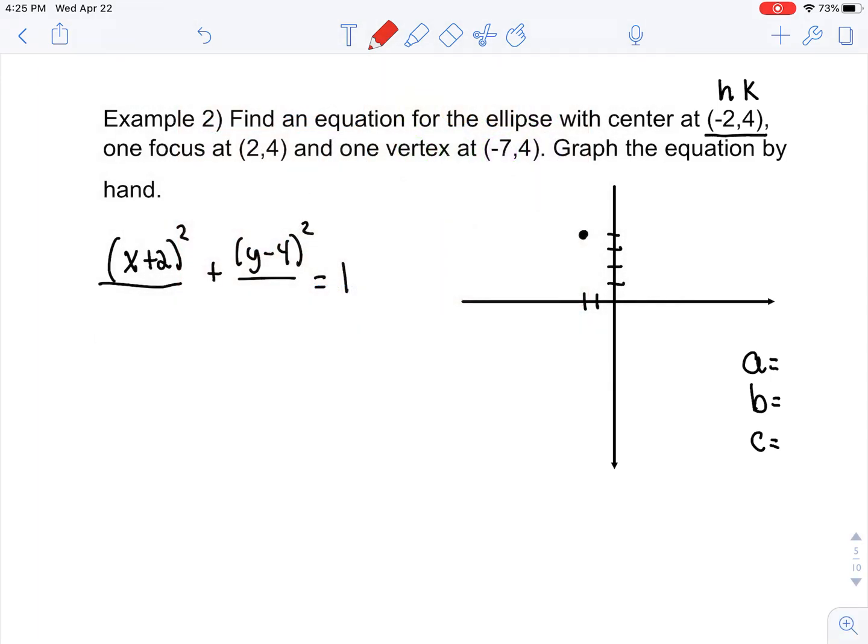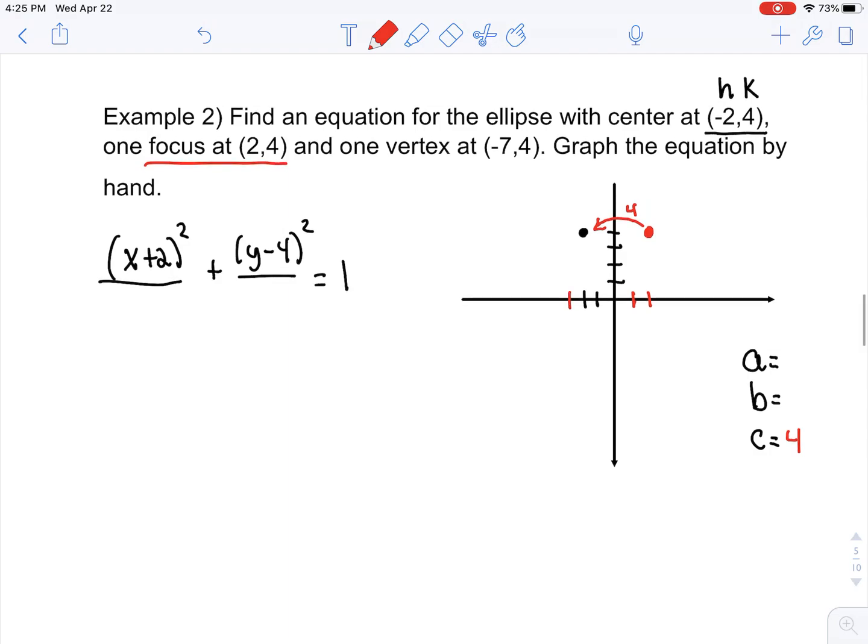So they tell us that we have a focus point at 2, 4. If we plot that focus point, 2, 4, we can see that that point is actually 4 units away from the center, which means my C value is 4. We also know that since it's going horizontally, there's going to be a second focus point that is 1, 2, 3, 4 units on the other side. So I'm going to plot that one as well.